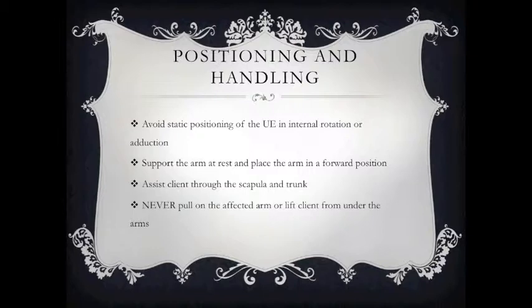Instead, place the arm in a forward position with a protracted scapula, flexed shoulder, and extended elbow. Also, when helping the client move, assist the client through the scapula and the trunk, and never pull on the affected arm or lift the client from under the arms. Also, be sure to educate the client, caregiver, and staff on proper positioning and handling techniques in order to reduce shoulder pain and prevent further injury to the affected arm.